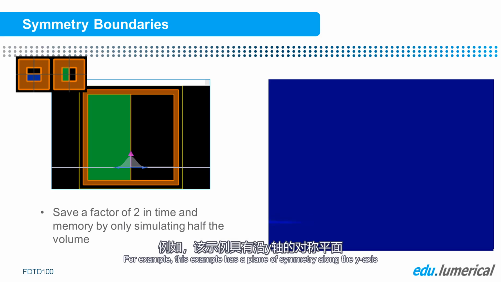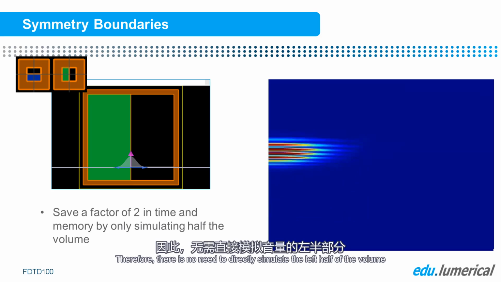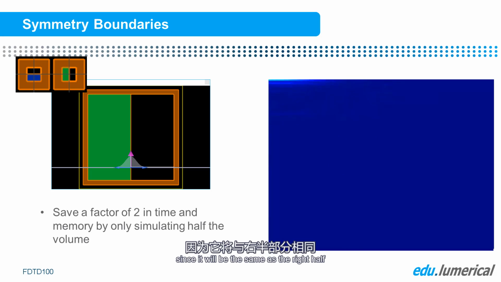For example, this example has a plane of symmetry along the y-axis. Therefore, there is no need to directly simulate the left half of the volume, since it will mirror the right half.